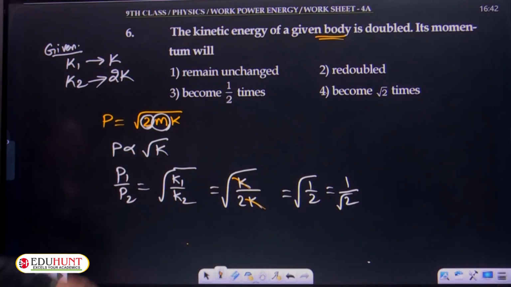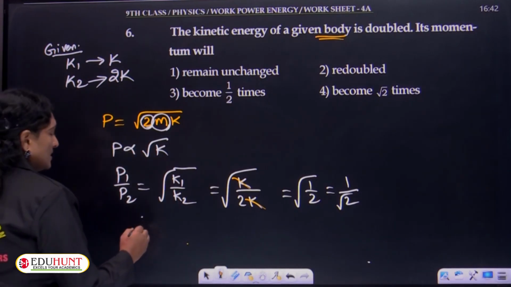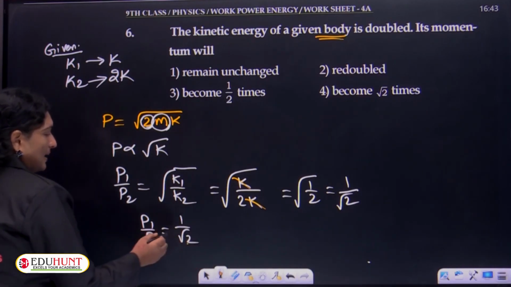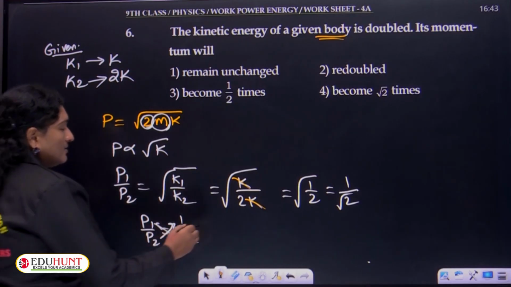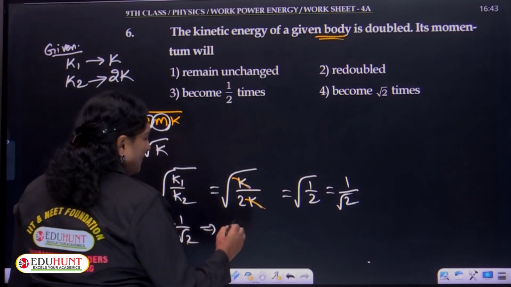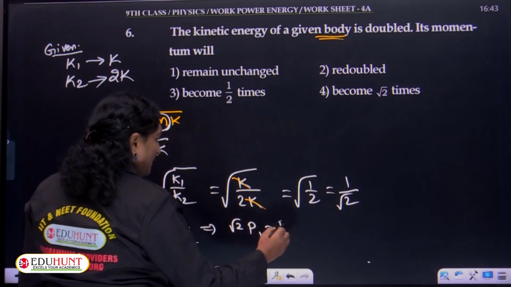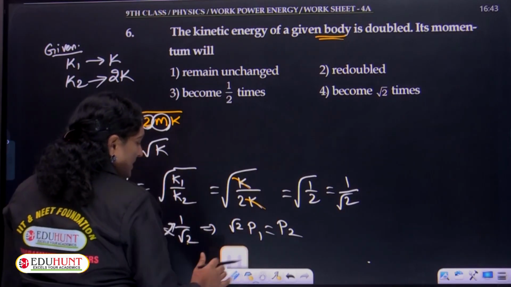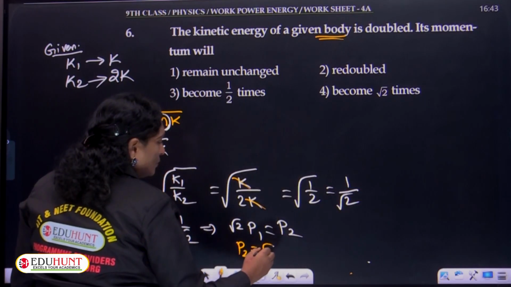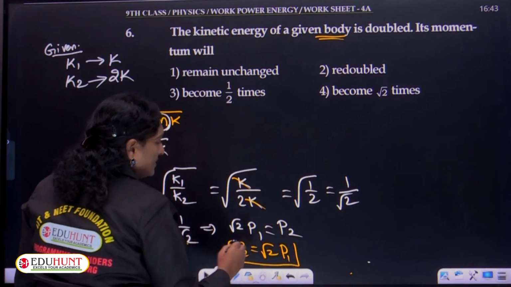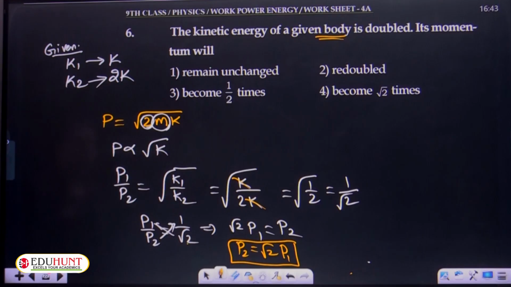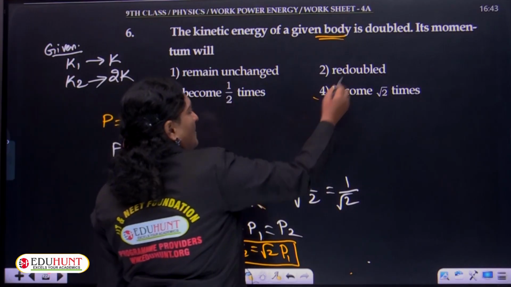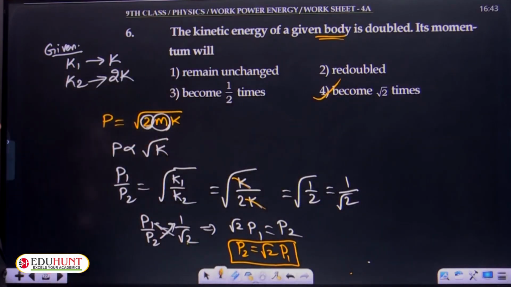If P1 by P2 equals 1 by root 2, then cross multiplying, we observe that root 2 P1 is equal to P2. So clearly P2 is equal to, what is that, children? P2 is equal to root 2 times the initial momentum. So where is the correct option? Momentum becomes root 2 times the initial momentum. So the fourth option must be true.